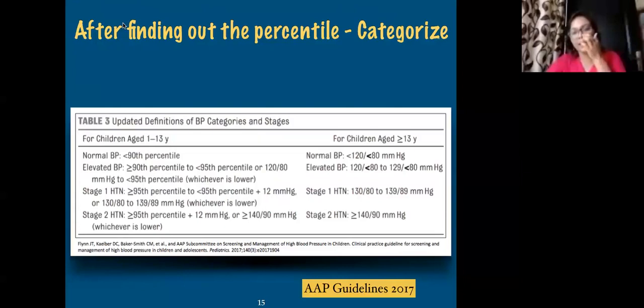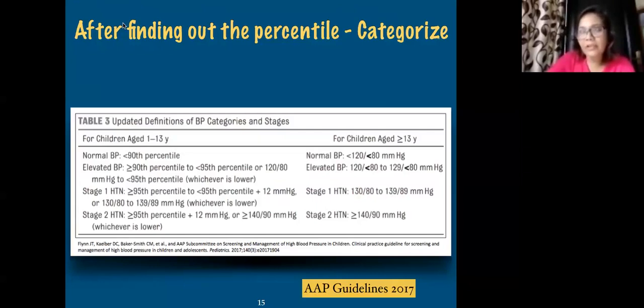This, even for the adult hypertension guidelines, is a major change and is being debated widely as to whether we should lower the cutoff or not. But for whatever reasons, as of now, this is what the AAP guidelines say.